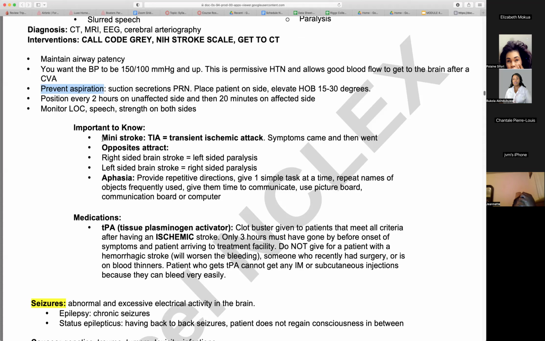We're going to get up, put on your shoes, put on your robe, we're going to get the walker, we're going to go to the dining room, we're going to sit down, and here's your breakfast, okay? Repeat the names of objects frequently used. Give them enough time to communicate. You can use a picture board or a communication board.